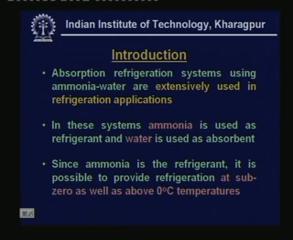Since ammonia is a refrigerant, it is possible to provide refrigeration at sub-zero as well as above 0 degree centigrade temperatures. That means ammonia water systems are much more versatile than water lithium bromide systems, because you do not have the problem of temperature restriction, whereas in water lithium bromide systems you cannot operate the system below 0 degree centigrade. Ammonia water systems can be used for both sub-zero as well as above 0 degree centigrade applications. That means you can use them for air conditioning as well as refrigeration applications such as cold storage. So in this manner they are more versatile.